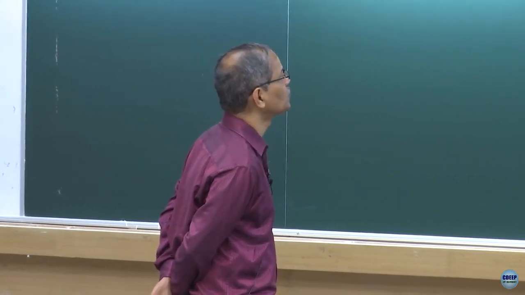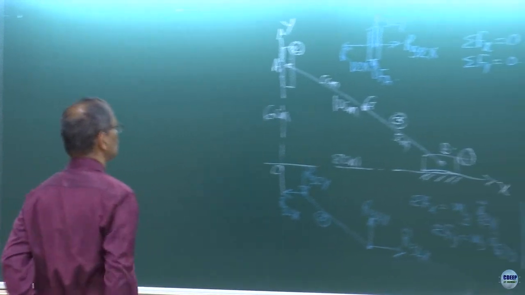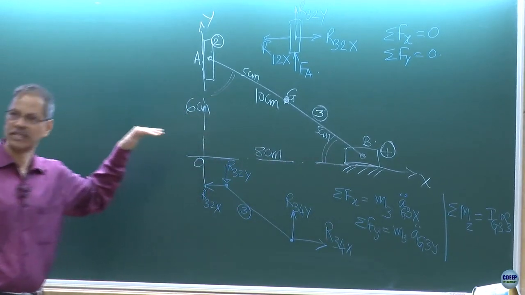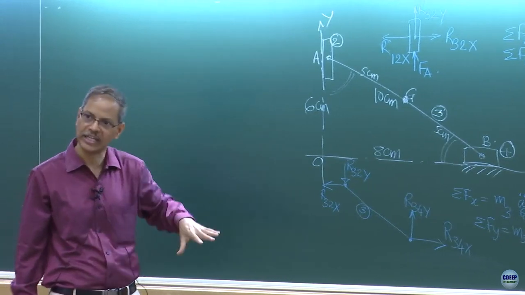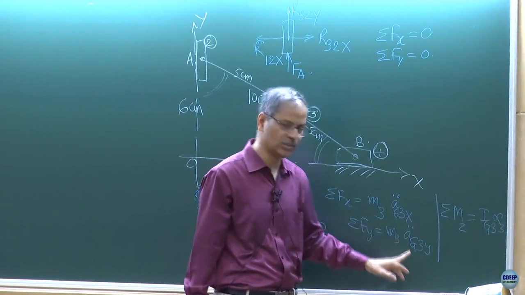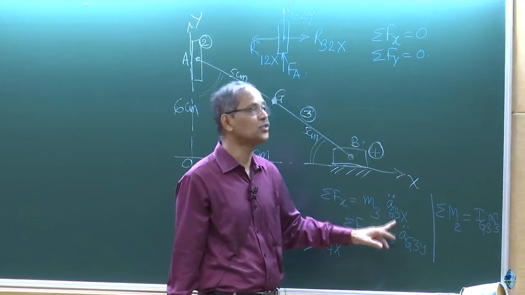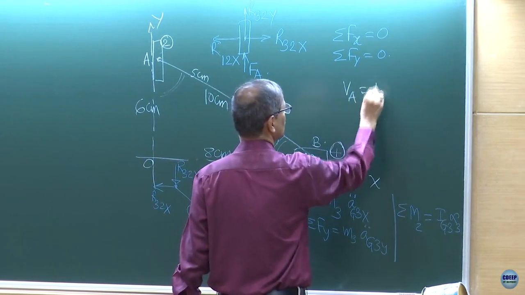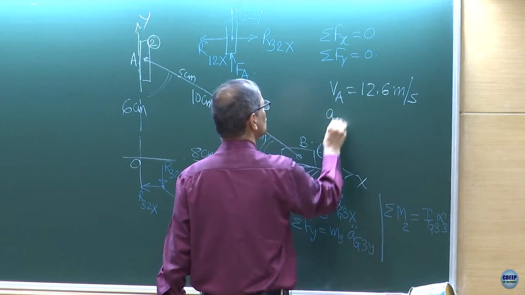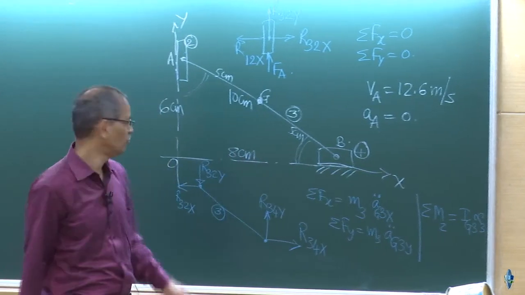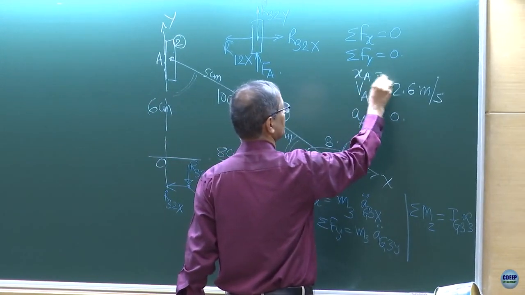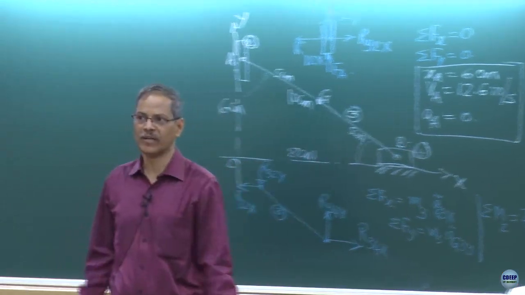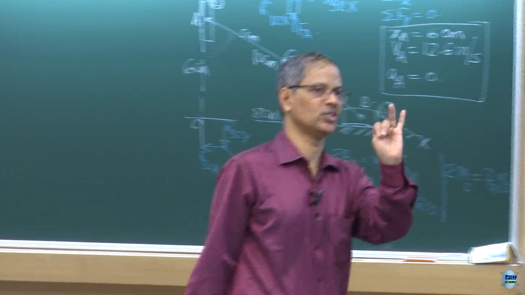So, position information you can extract. If you consider this as theta, you will know this theta, you know the xy coordinates and all that. So, at this position, you will need to do velocity analysis and acceleration analysis. That information you need to feed into the right hand sides. The information that is given is VA is 12.6 meters per second, acceleration of A is 0. Position XA is 6 centimeters. So, it is a single degree of freedom system, one independent coordinate; position, velocity, acceleration have been given.